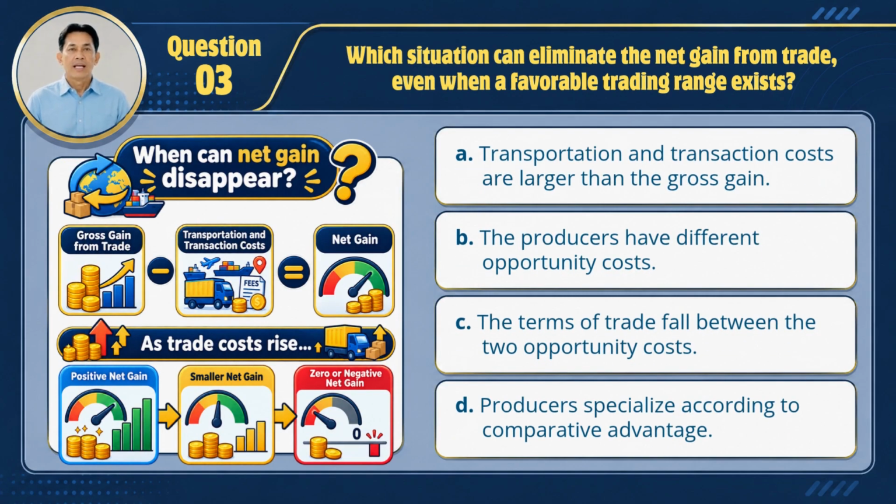Question number 3. Which situation can eliminate the net gain from trade even when a favorable trading range exists? A. Transportation and transaction costs are larger than the gross gain. B. The producers have different opportunity costs. C. The terms of trade fall between the two opportunity costs. D. Producers specialize according to comparative advantage. Here's your hint. Think about the difference between gross gains and net gains.